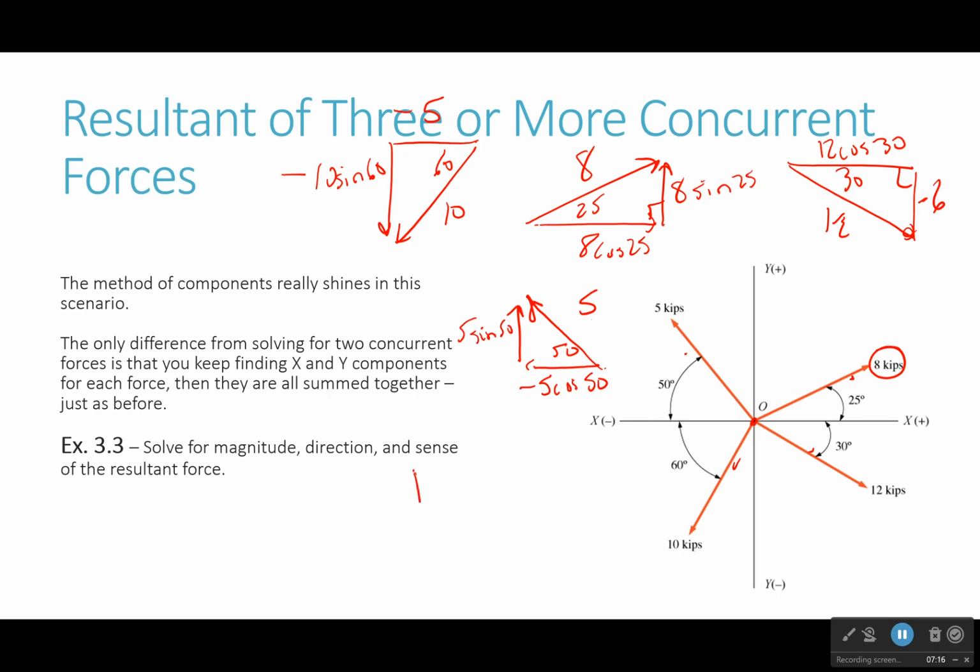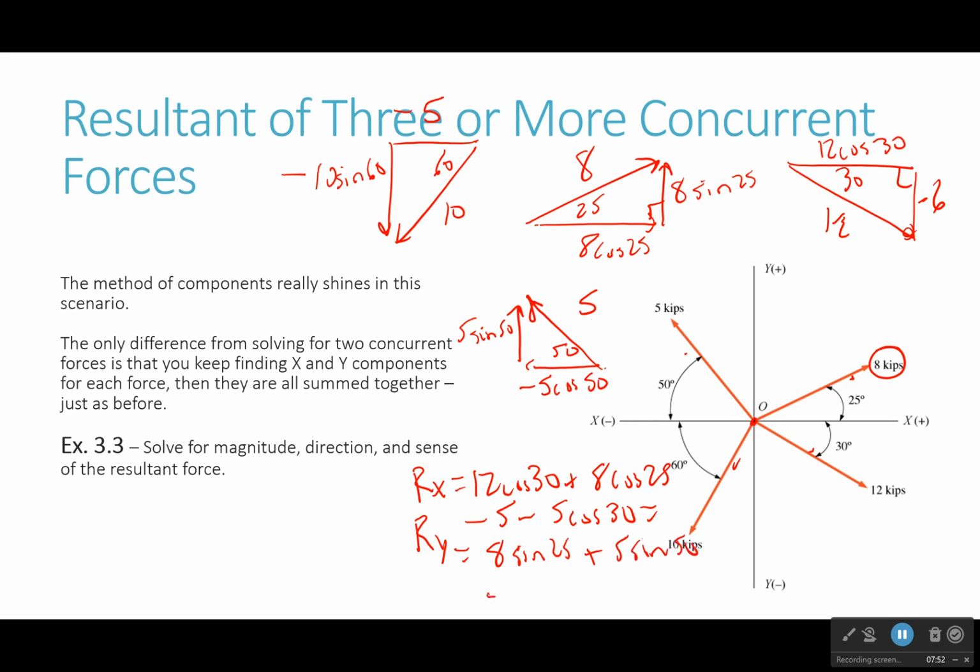And then if I want to find my resultant forces, I just say Rx is going to be the components in that direction, Ry in that, so let's add them all together. What I'll get is 12 cosine of 30 plus 8 cosine of 25 minus 5 cosine of 30 will equal the Rx component. Ry would be equal to 8 sine of 25, plus 5 sine of 50, minus 6 minus 10 sine of 60. And that'll be my Ry component.